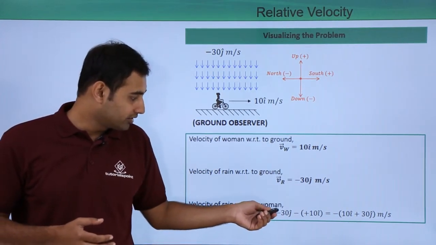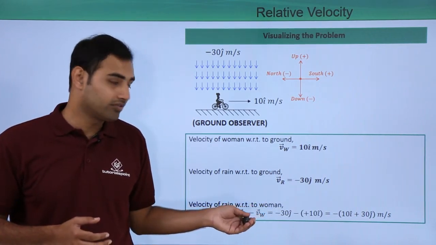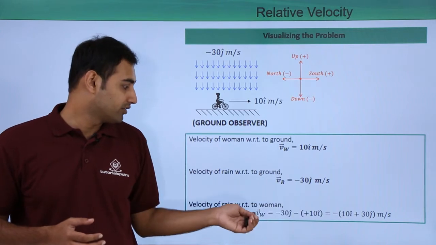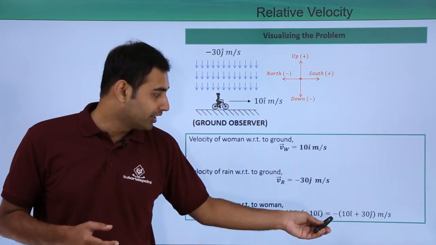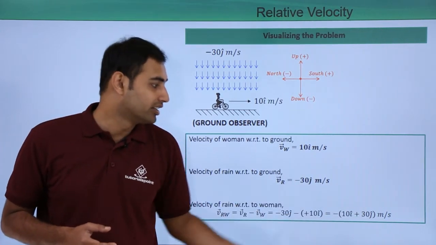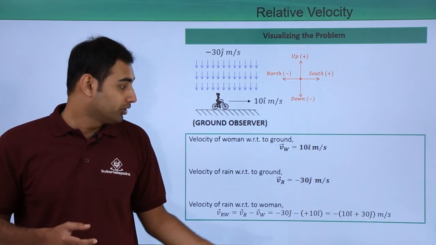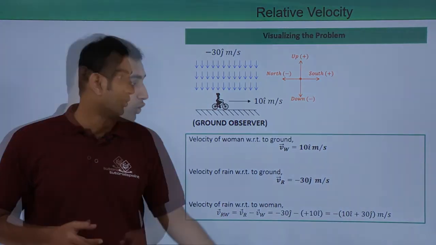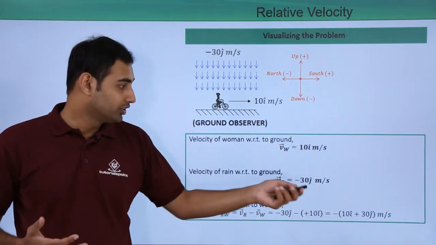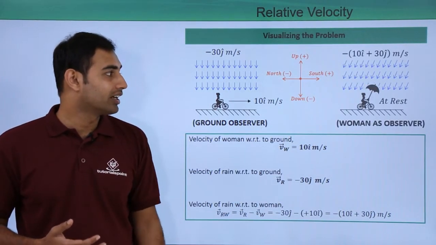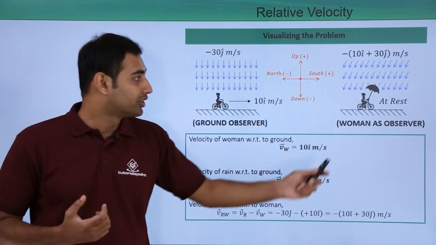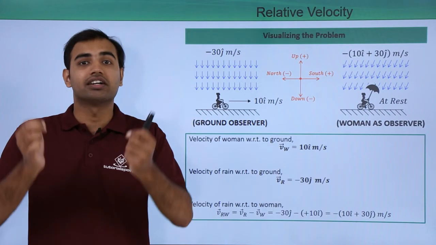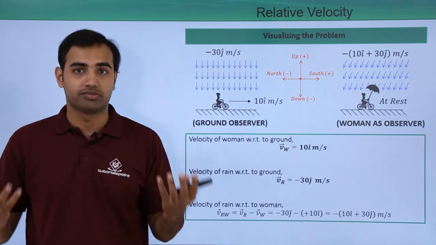So this can be written as minus 30 j cap, because that's the velocity of rain, minus of plus 10 i cap, because plus 10 i cap is the velocity of woman. So upon expanding it, we get minus 10 i cap minus 30 j cap meters per second. So the woman will perceive the velocity of rain to be this one. If we try to visualize how this will look from the frame of the woman, clearly, because the woman is the observer herself, she feels that she is at rest and the entire world is moving with respect to her.